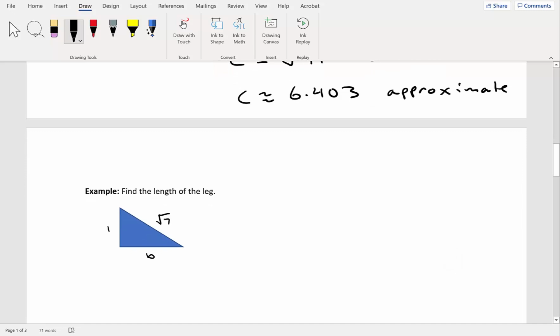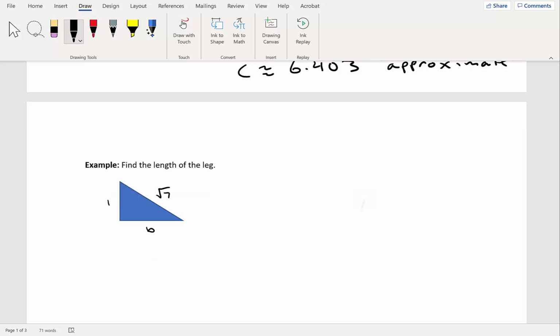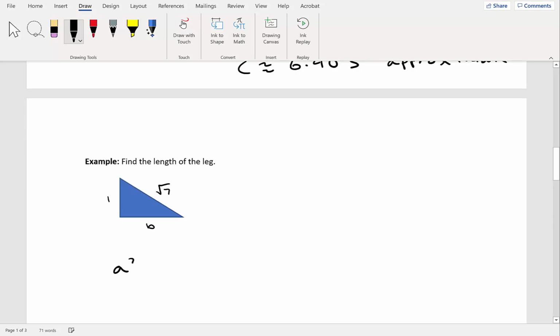Find the length of the leg. Now we're given one of the legs, the side length is 1. And we're also given that the hypotenuse is the square root of 7. We have to figure out what the length is of the other leg. We have to figure out what b is equal to. Let's plug it into our formula.